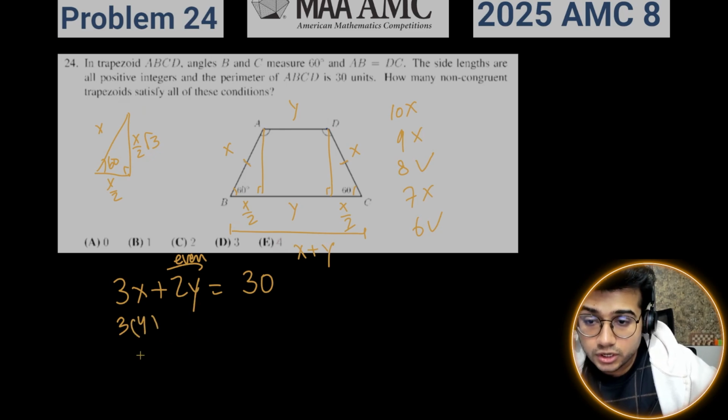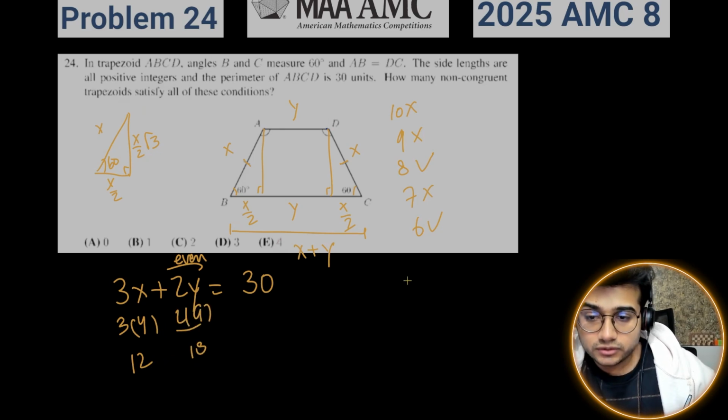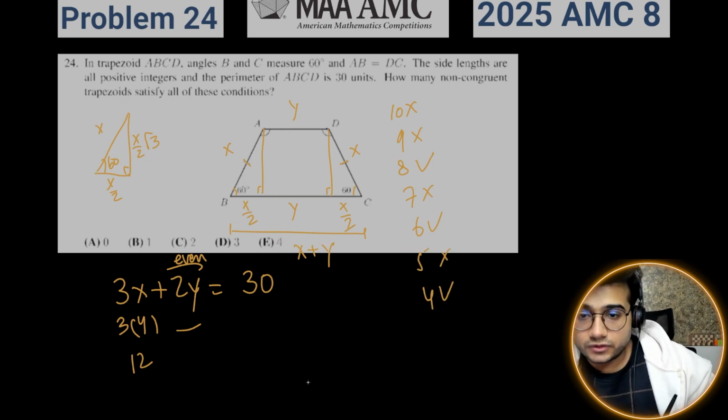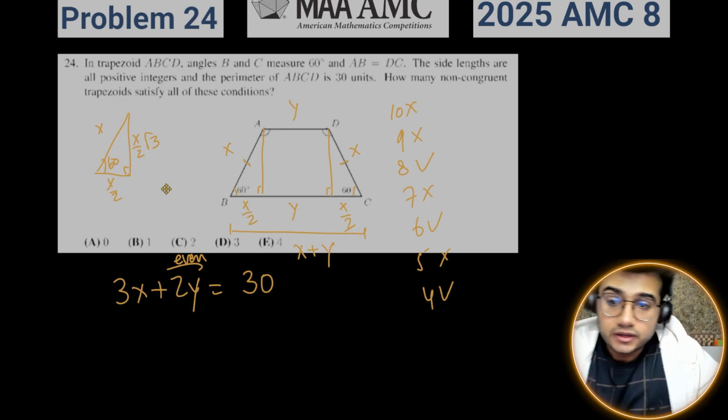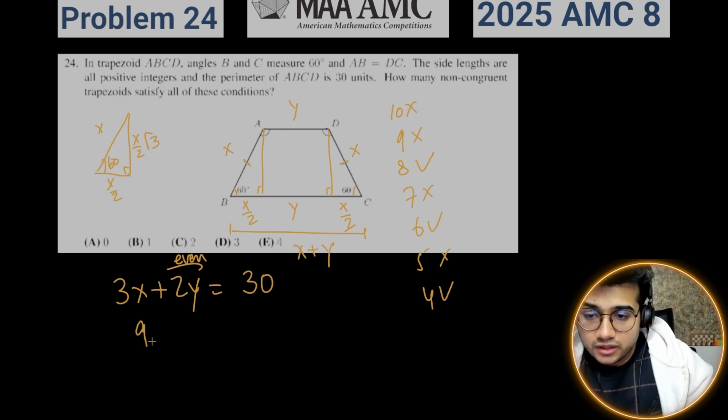What about 4? Well, 3 times 4 is 12, right? And this will have to be then 18. Well, it can be 9, right? So 4 would definitely work, okay? Then what about 3? 3 times 3 is 9, and then this will have to be 21. Again, not an even number, so 3 would not work.